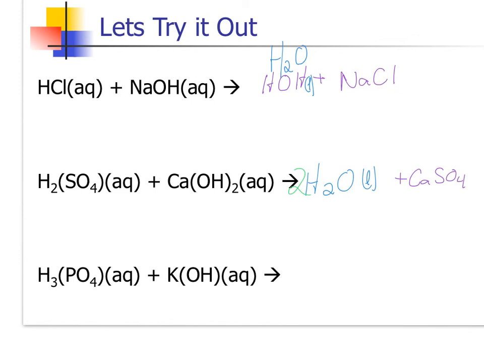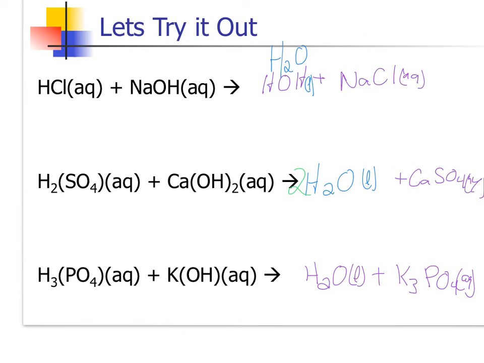The next one, I have phosphoric acid and a potassium hydroxide. Water is going to be one of my products. And then I'm going to have a potassium phosphate. Now this one, I need to pay attention to my charges. That's where the 3 comes from in the potassium phosphate. That's going to be an aqueous solution, and that is aqueous as well.